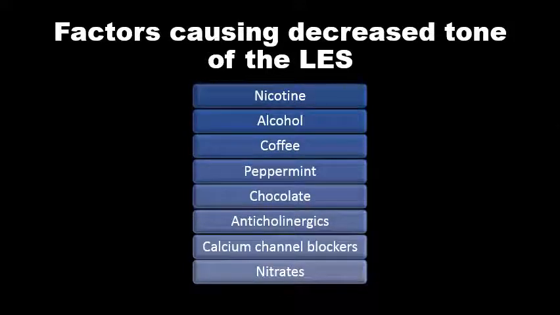So what are the factors that cause this decrease in tone of the lower esophageal sphincter? They are nicotine, alcohol, coffee, too much coffee like medical students drink. That's why it's such a frequent problem. Chocolate, anticholinergic drugs, calcium channel blockers, nitrates, all of these can reduce the tone of the lower esophageal sphincter and cause acid reflux.